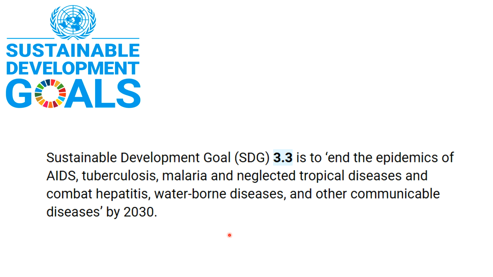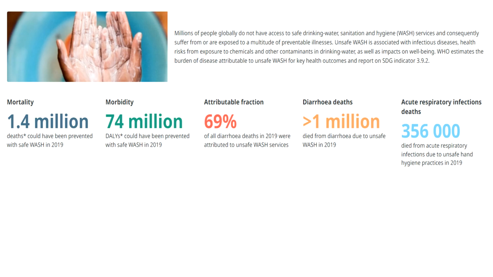Sustainable Development Goal 3.3 states that we must end the epidemics of AIDS, tuberculosis, malaria, and neglected tropical diseases, and combat hepatitis, waterborne diseases, and other communicable diseases by 2030. So combating waterborne diseases is an important goal. That is part of the third goal, 3.3 of the SDGs, and we have to achieve them by 2030. We have 5 years left for that.